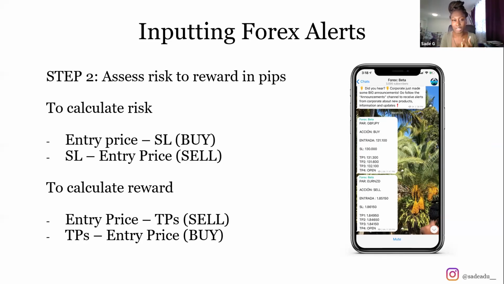How you're going to calculate the risk is taking the stop loss from the entry price if it's a buy trade, and if it's a sell trade, you do the flip, which is taking the entry price from the stop loss. Now, to calculate the reward, you take the take profit level from the entry price if it's a sell trade, and if it's a buy trade, the opposite again, taking the entry price from the take profit. Cool.